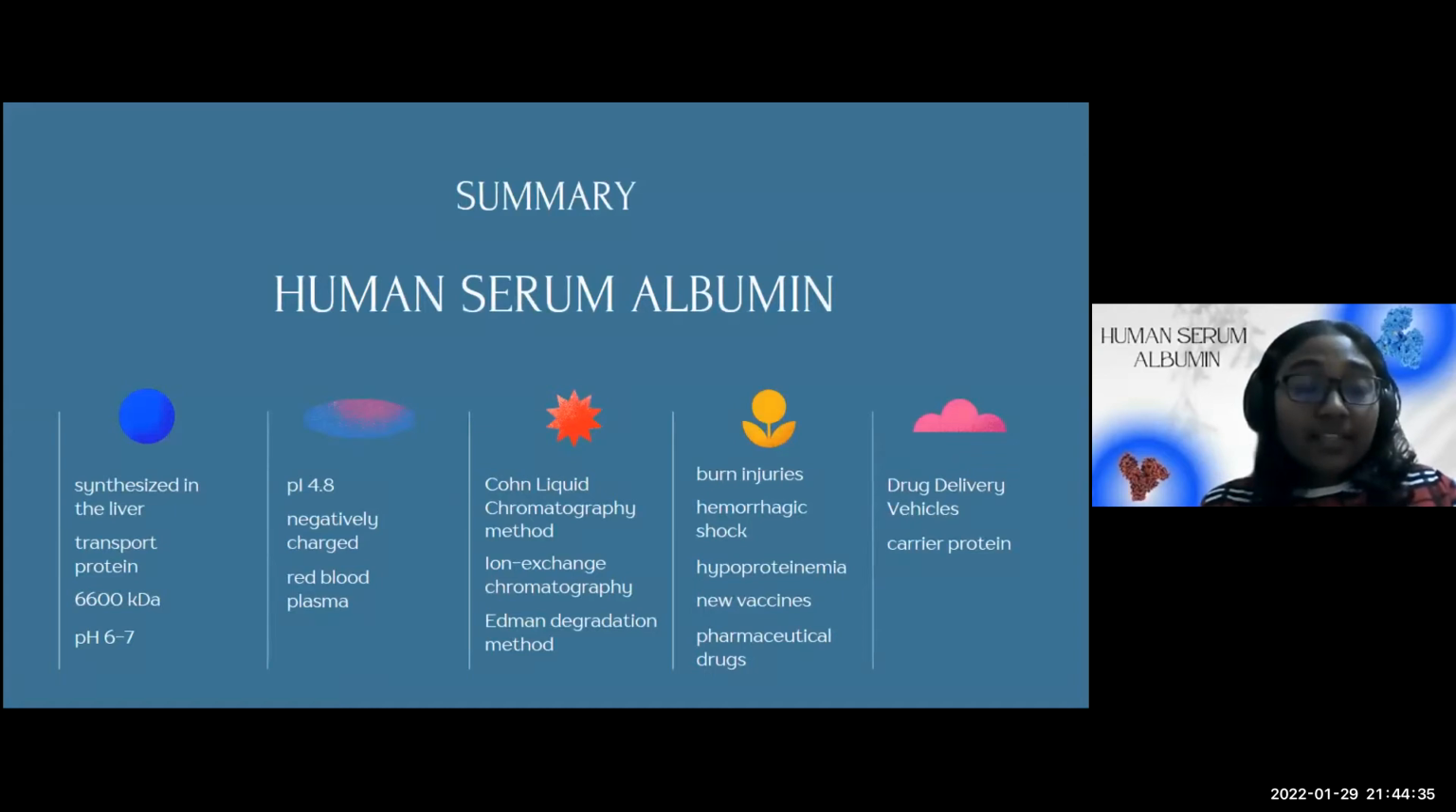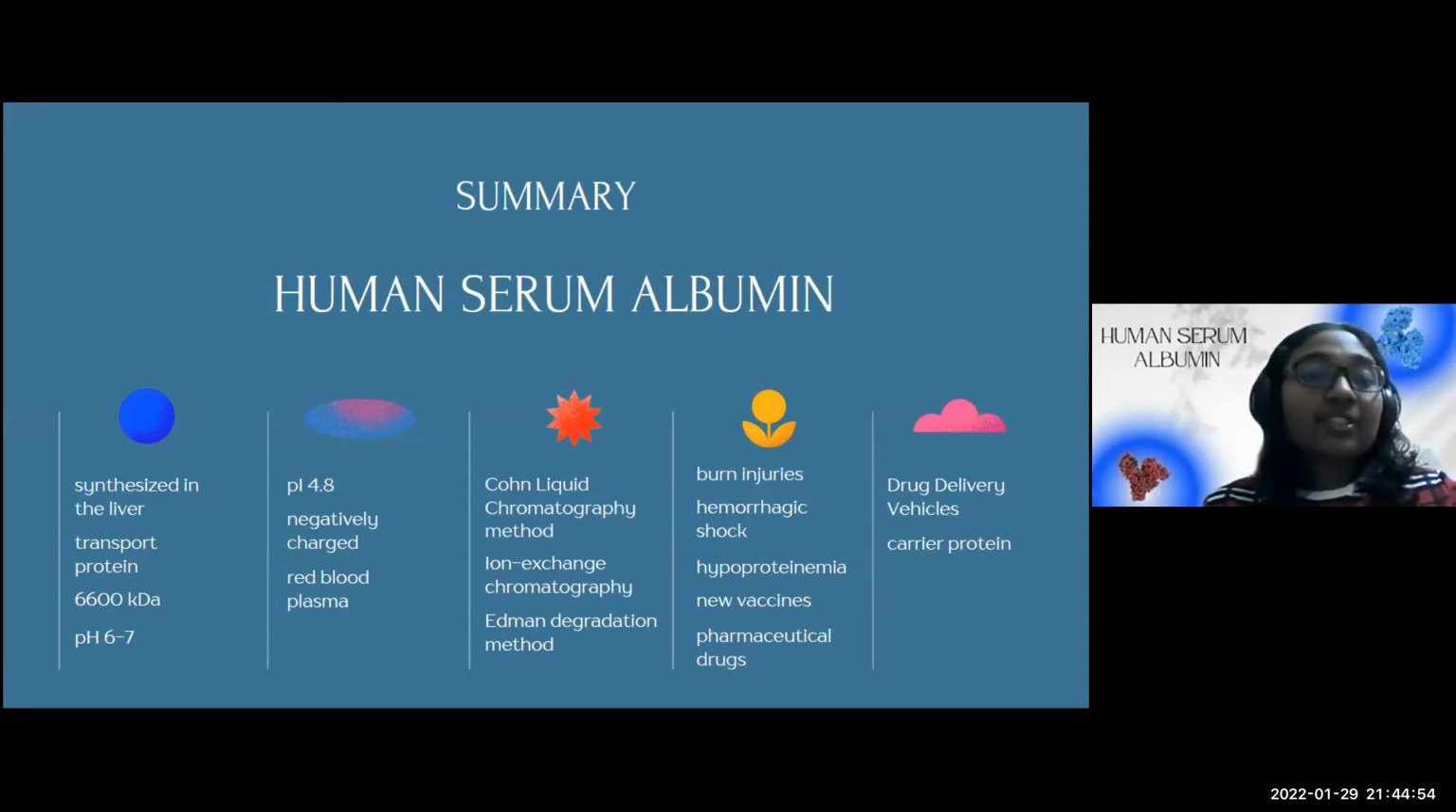To summarize, human serum albumin is synthesized by the liver and is a transport protein with a molecular weight of 66 kilodaltons, and it is soluble best at pH 6 to 7. Its isoelectric point is 4.8 and it is a negatively charged protein whereby its synthesis occurs in red blood plasma.